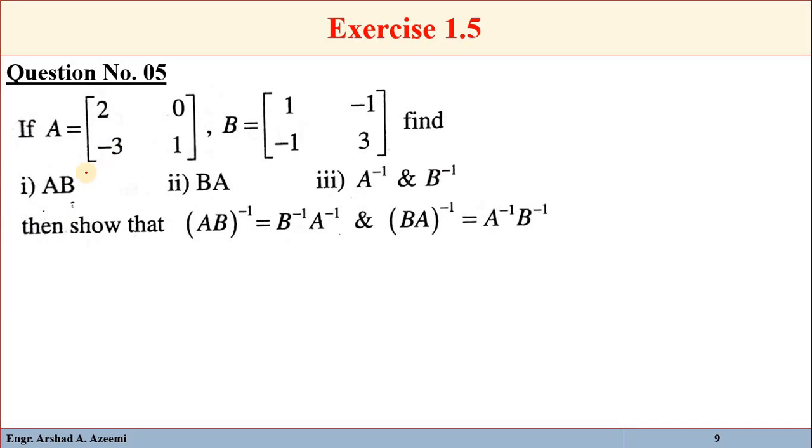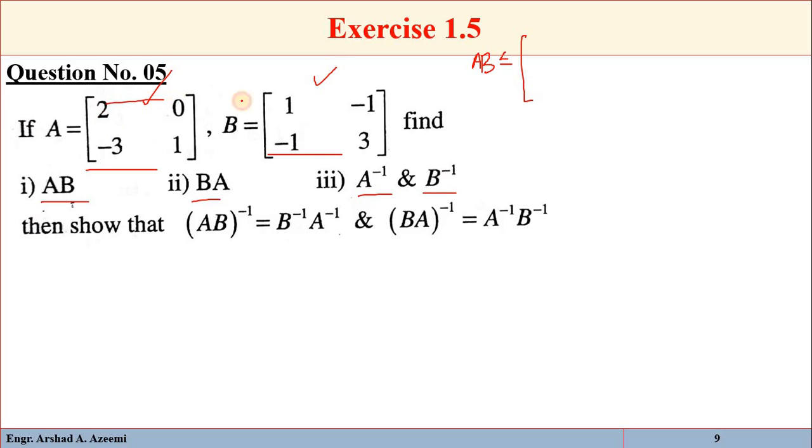Now if A is equal to this one, B is equal to this one, find out AB, then BA, and then A inverse and B inverse. So let's first find out AB. Okay, meaning A product B. So both are 2 by 2 matrices. The number of columns of A is equal to the number of rows of B, so the AB product is possible.